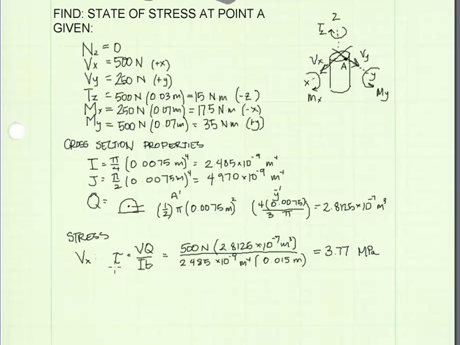The equation we'll use is tau, shear stress, is equal to VQ over IT, where V is our internal resultant force, 500 newtons. Q we calculated above, I we calculated above, T is the thickness of the cross-section at point A, and that's going to be equal to the diameter of the rod, which is 15 millimeters. And plugging that into the equation, we solve for shear stress at point A is equal to 3.77 megapascals, and that is in the positive X direction.